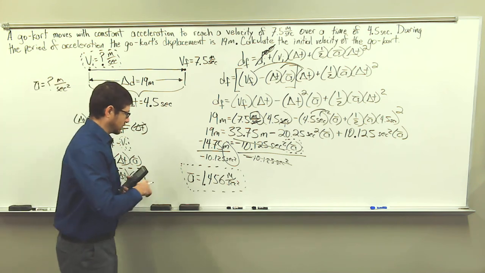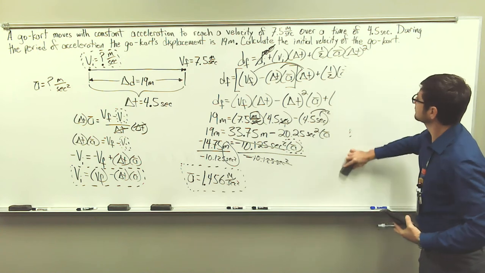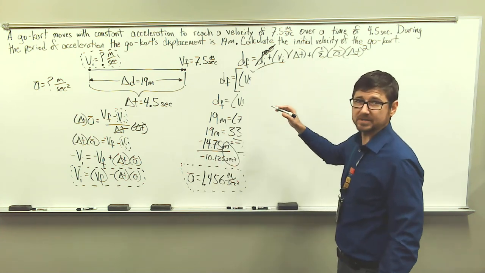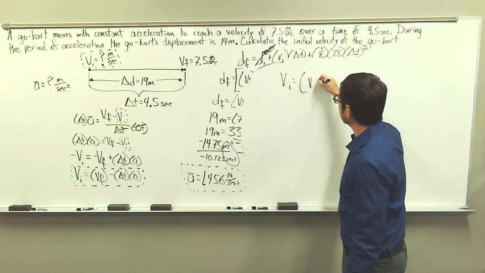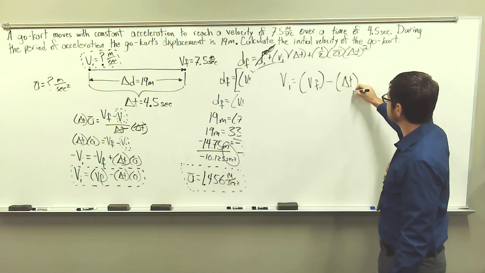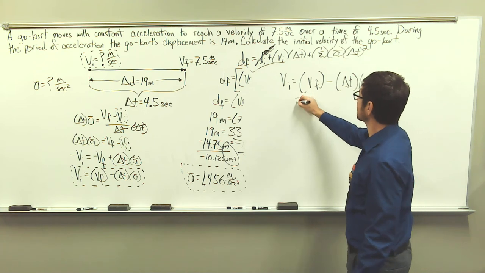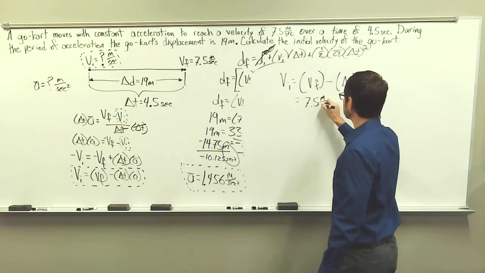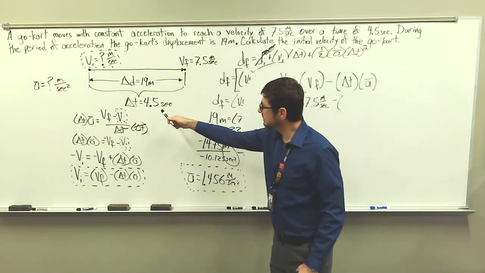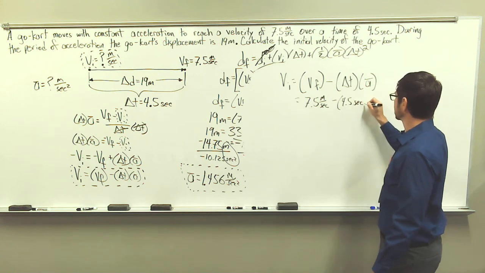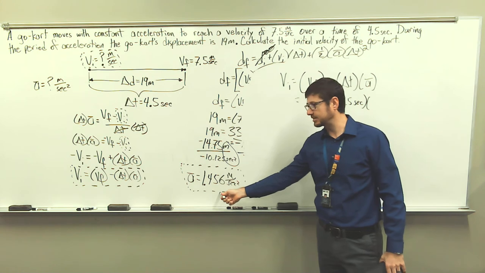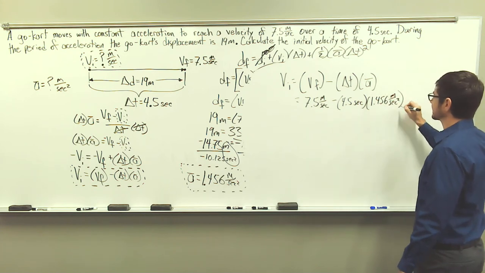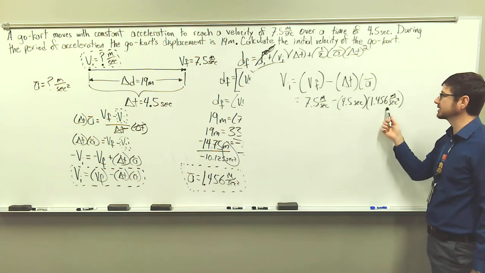Okay? So I'm going to erase some of this here. I'm running out of room. Okay, so I'm going to rewrite this equation here. Initial velocity is equal to our final velocity minus time interval times our acceleration. Our final velocity, the problem gave that to us. We have 7.5 meters per second, minus time interval, 4.5 seconds, times our calculated value of acceleration right down here, 1.456 meters per second squared. According to the order of operations, we are first required to multiply here.